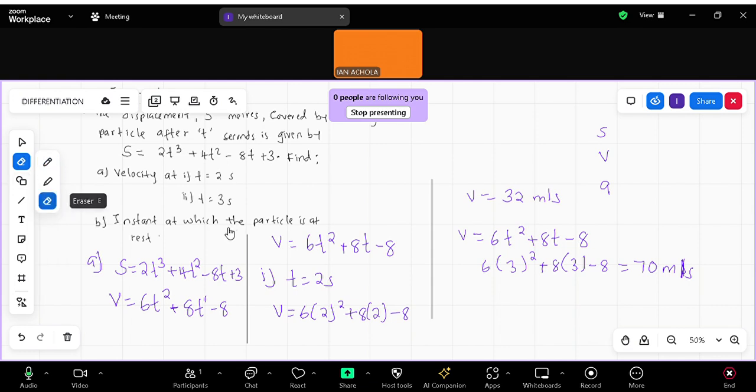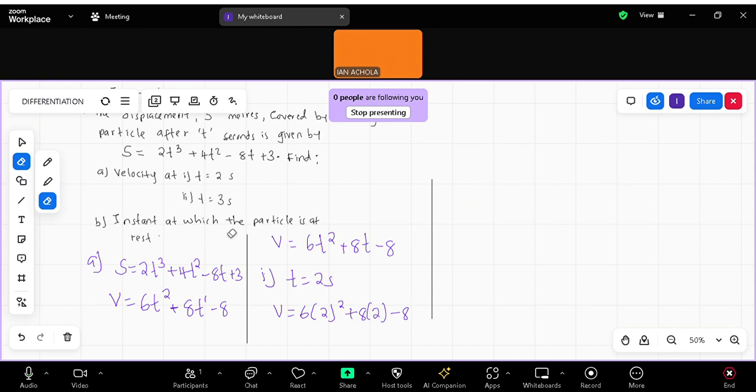Instant at which the particle is at rest. Any particle which is at rest means that the particle is not in motion. It only implies that the velocity of that given particle, when the particle is at rest, the value of v equal to 0. So we're going to take the velocity function equated to 0.